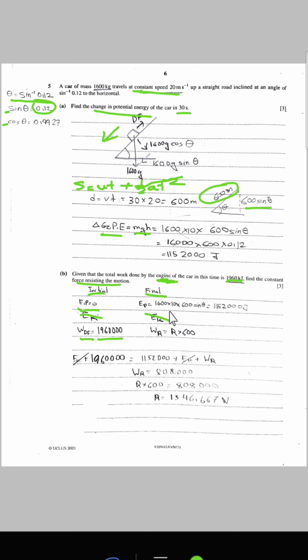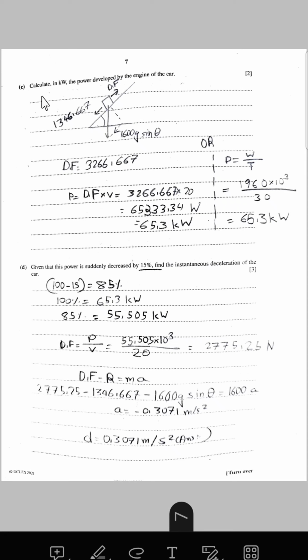And the final gravitational potential energy, we have found it initially, that is 115,200. And the work done due to resistive force is equal to force into distance. We consider this force as R, or resistive force, and the distance we have calculated initially, that is 600 meter. We equate this, that is initial is equal to final, and find the value of R, that is 1346.667 Newton.